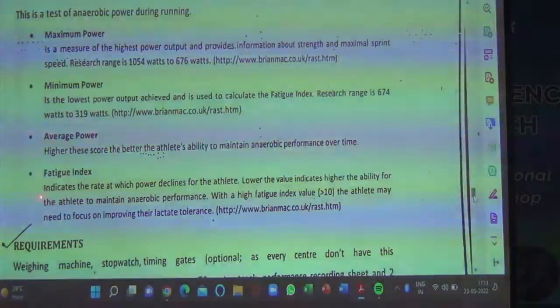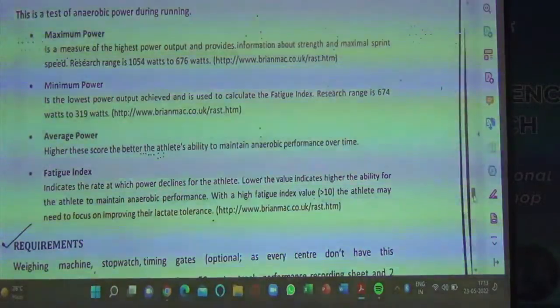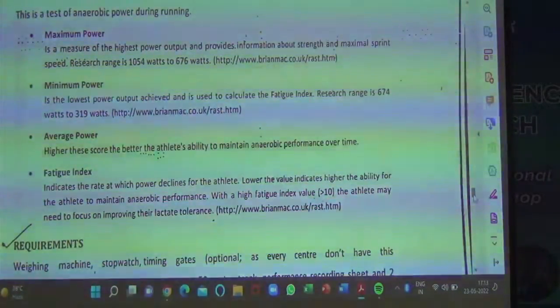This is the interpretation. This indicates the rate at which power declines for the athlete. The lower the value, the higher the ability of the athlete to maintain aerobic performance. And with a high fatigue value, that is greater than 10, the athlete may need to focus on lactate. This is the ideal suggestion from a physiological point of view. Clear? And the rest of the power values you can give.